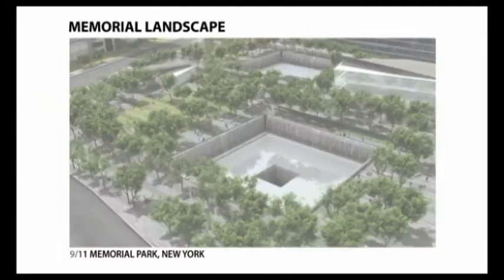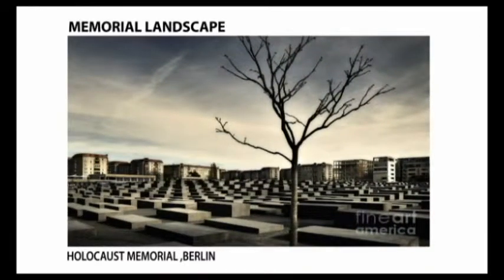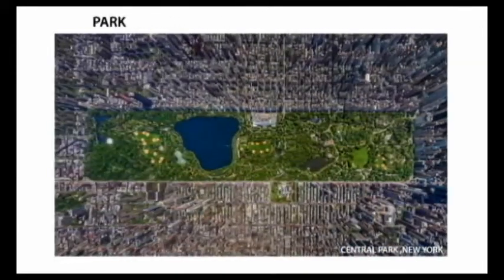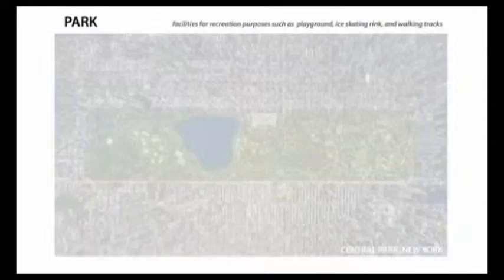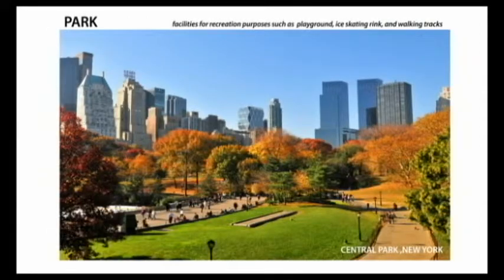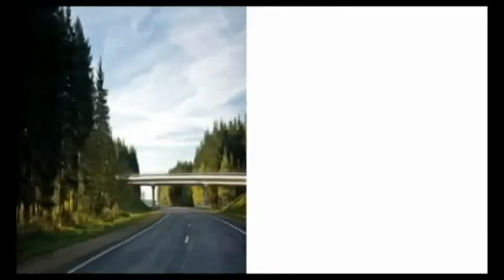Examples of artificial landscape are memorial landscape. Memorial landscapes were designed to remember those who lost their lives. Other than that, there are parks. Parks usually consist of facilities for recreation purposes such as playgrounds, ice skating rinks, and walking tracks.